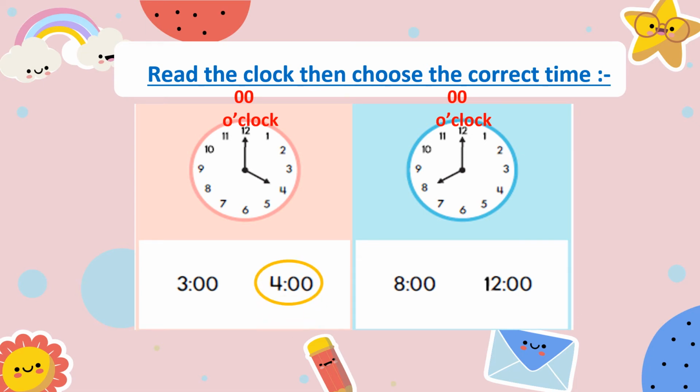Second clock here, the short hand points to 8 and the long hand points to 12. In analog form, I say 8 o'clock. In digital form, in hours, I put 8. In minutes, I put 12? No, I put 00. So it's 8:00.